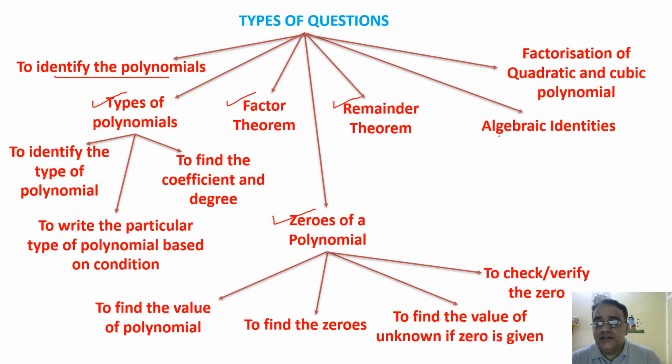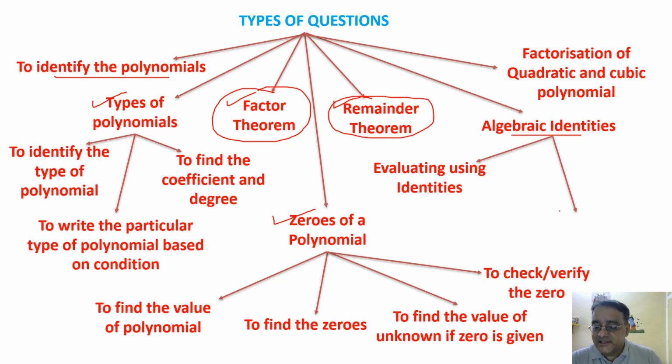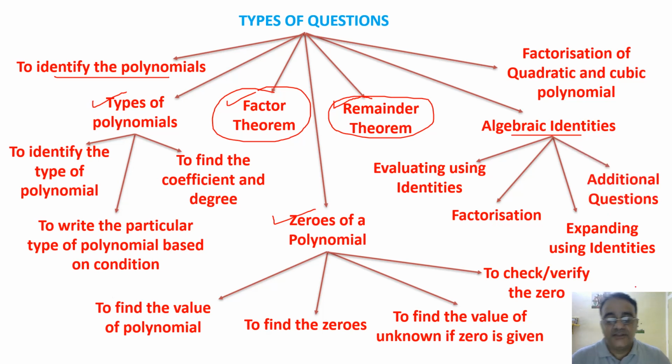Now coming to the factor theorem and remainder theorem, as the space is less, we'll see the different types of questions coming under this in that particular section. In algebraic identities, first is evaluating using identities, the second one is expanding using identities, the third one is factorization, and the last one is additional questions. So these are the different types of questions under this chapter, polynomials.